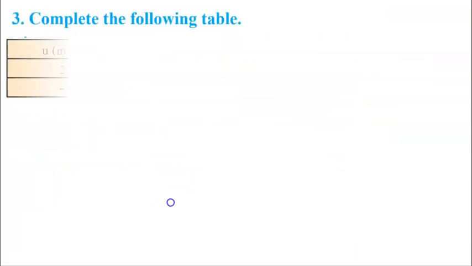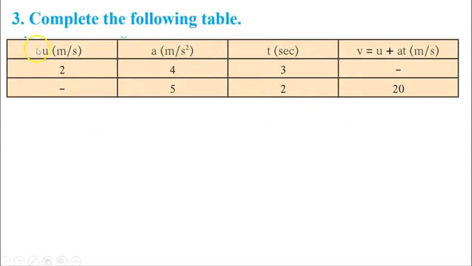Okay, now next, complete the following table. See this here. The first, we have given u, means what? Initial velocity. Its unit is meter per second. u is equal to 2. a is equal to 4, that is the acceleration. Its unit is meter per second square. t is 3 seconds. And what is the first equation of motion? v is equal to u plus at, and its unit of v is meter per second. We want to calculate the value of v.